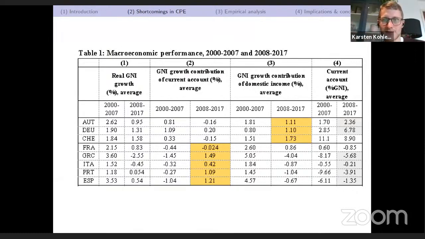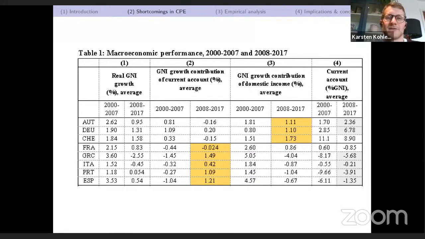Here, I'm zooming in on an element of that big table, and you can focus on the last couple of rows, where we have France, Greece, Italy, Portugal, and Spain. So we have Southern Europe here. And we also do a growth decomposition into the growth contribution of the current account and of the domestic income, in columns 2 and 3.